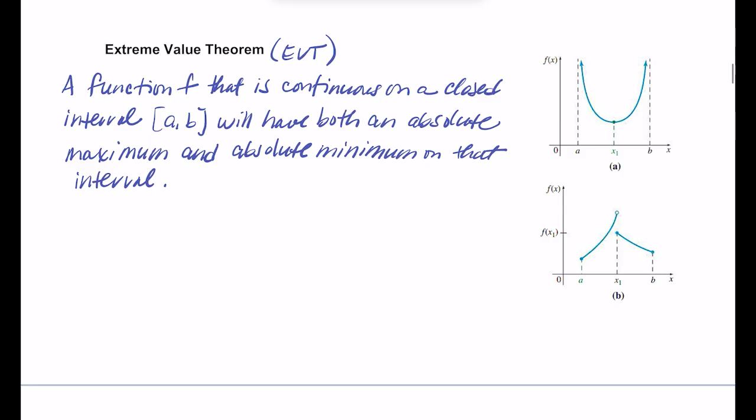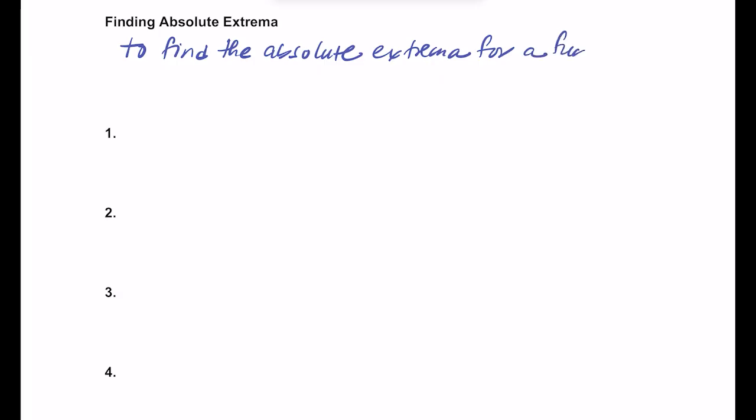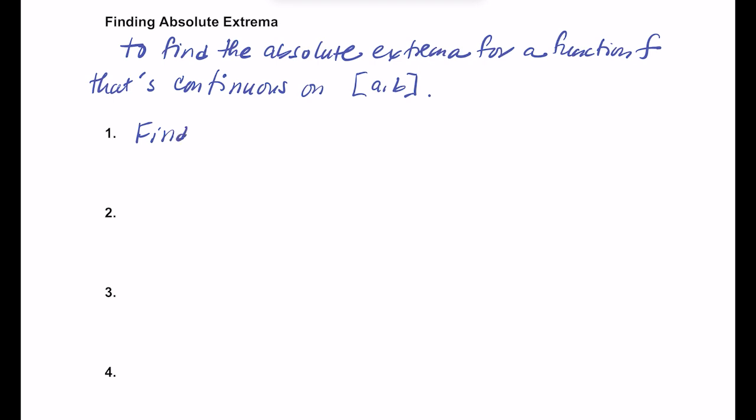Let's see how we can apply the extreme value theorem to finding absolute extrema. To find the absolute extrema for a function f that's continuous on a closed interval AB, remember this is a closed interval, which is why we're using brackets. You want to find all critical numbers for f in the open interval AB.